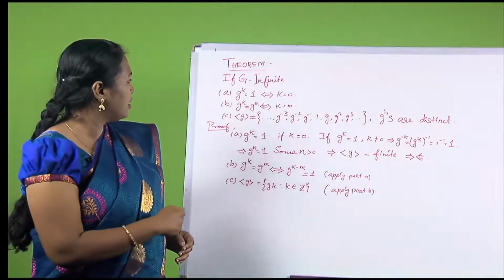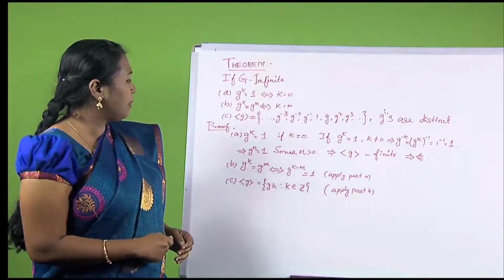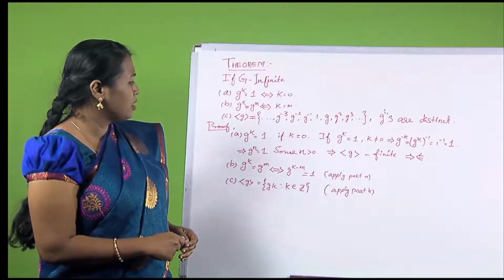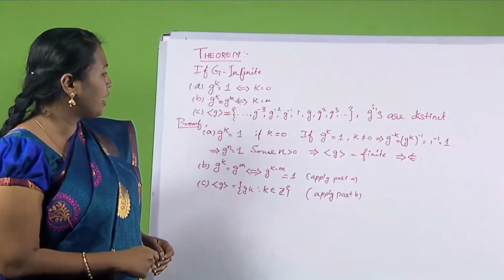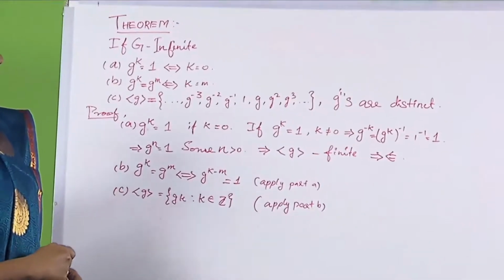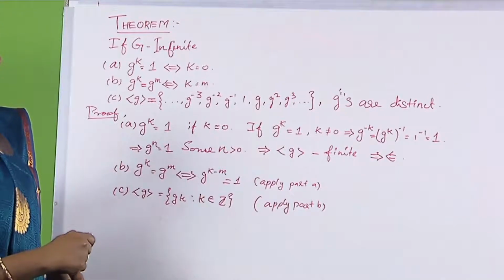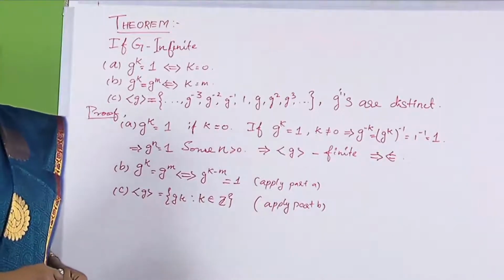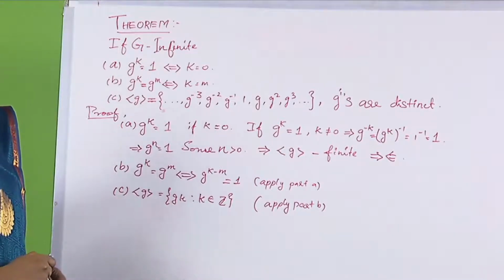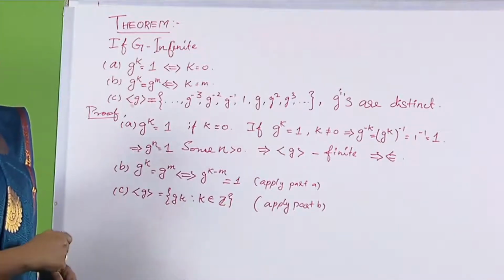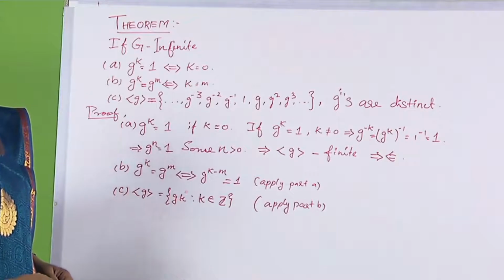So, this is part A. Part B, the property B: if g power k is equal to g power m, now this is true if g power k minus m is equal to 1. So, all we have to do is apply A here, and therefore, you will get k minus m is equal to 0, or k is equal to m. So, B is proved.